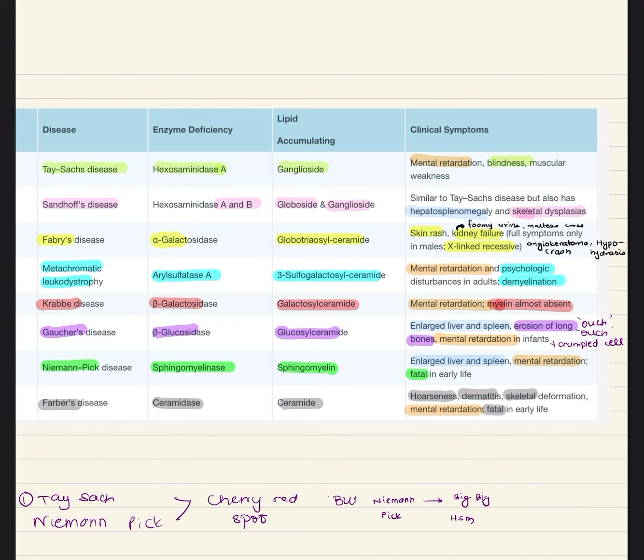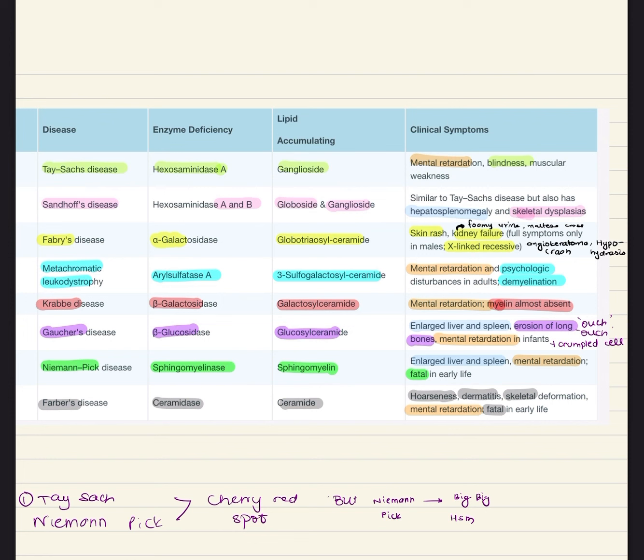Next, you have Fabry's disease. So remember, A gal, having one girl, is Fabry, but B gal, having two girls, is Krabbe. That's how you can remember that A gal is Fabry's, B gal is Krabbe. In Fabry's, what is accumulating is globotriaosylceramide, that is GL-3. Now Fabry is like a fabric. Remember, this is a fabric, so there are these red dots.